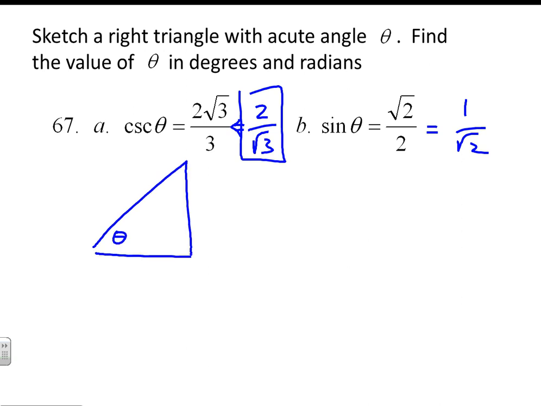Theta. Cosecant, I call it the 2 a.m. wake-up call. We should know what that is in terms of x's, y's, and r's. Sine is y on r, or opposite on hypotenuse. Cosecant, therefore, the reciprocal must be r on y. We want an r value of 2 when y is root 3, or a hypotenuse 2, opposite root 3, giving us the sine of 1 here. That is a very familiar triangle. This is a 30, 60, 90.